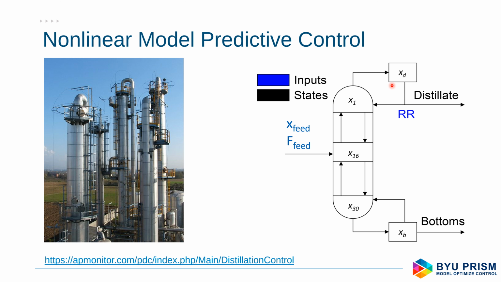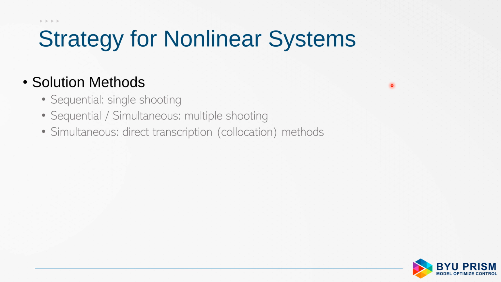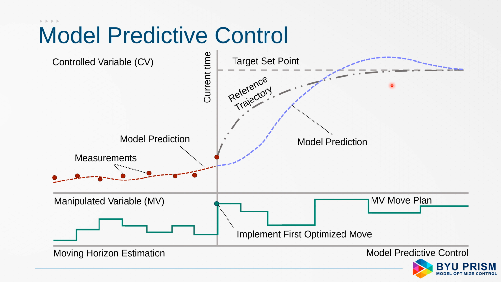Once you have that model, now we want to apply it to optimize the reflux ratio to get the purity that we want. So if we talk about these three methods, sequential shooting, this hybrid sequential-simultaneous which we also call multiple shooting, and simultaneous direct transcription or collocation methods, we have all three of these that we can use to do this optimization.